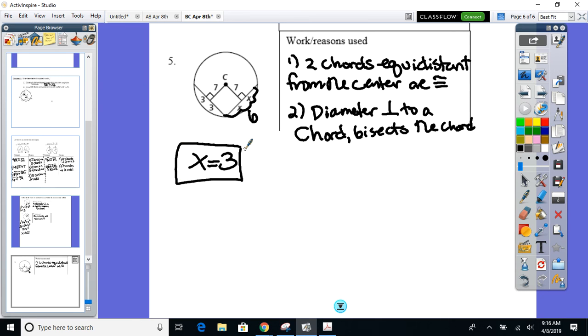All right. Not much. A few algebra problems out of the book tonight, and then we get into proofs tomorrow.